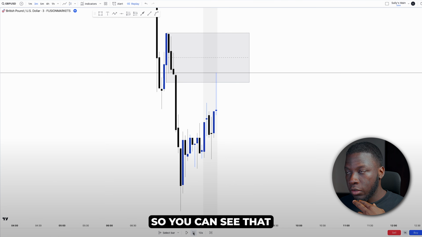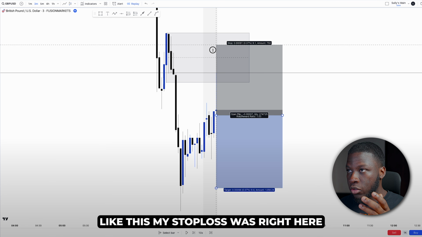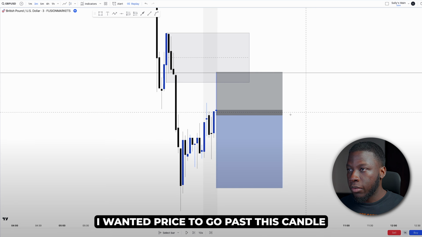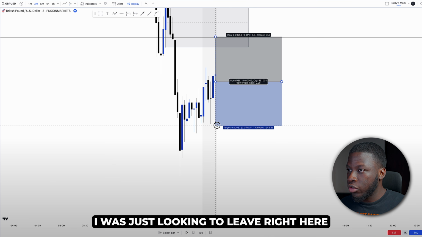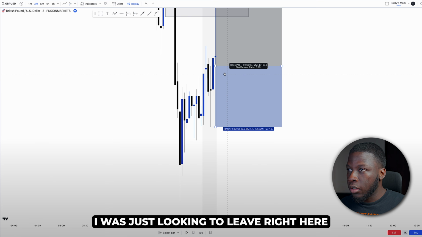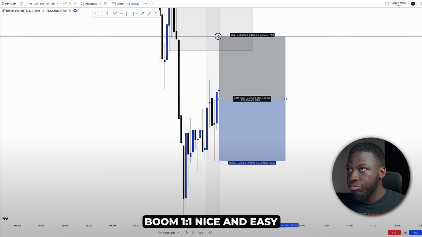It's very important. So you can see that when I was looking at this in real time like this, my stop loss was right here. I wanted price to go past this candle right here, and eventually I was just looking to leave right here. Where did I leave? So I left pretty much right here. Boom, 1-on-1, nice and easy.